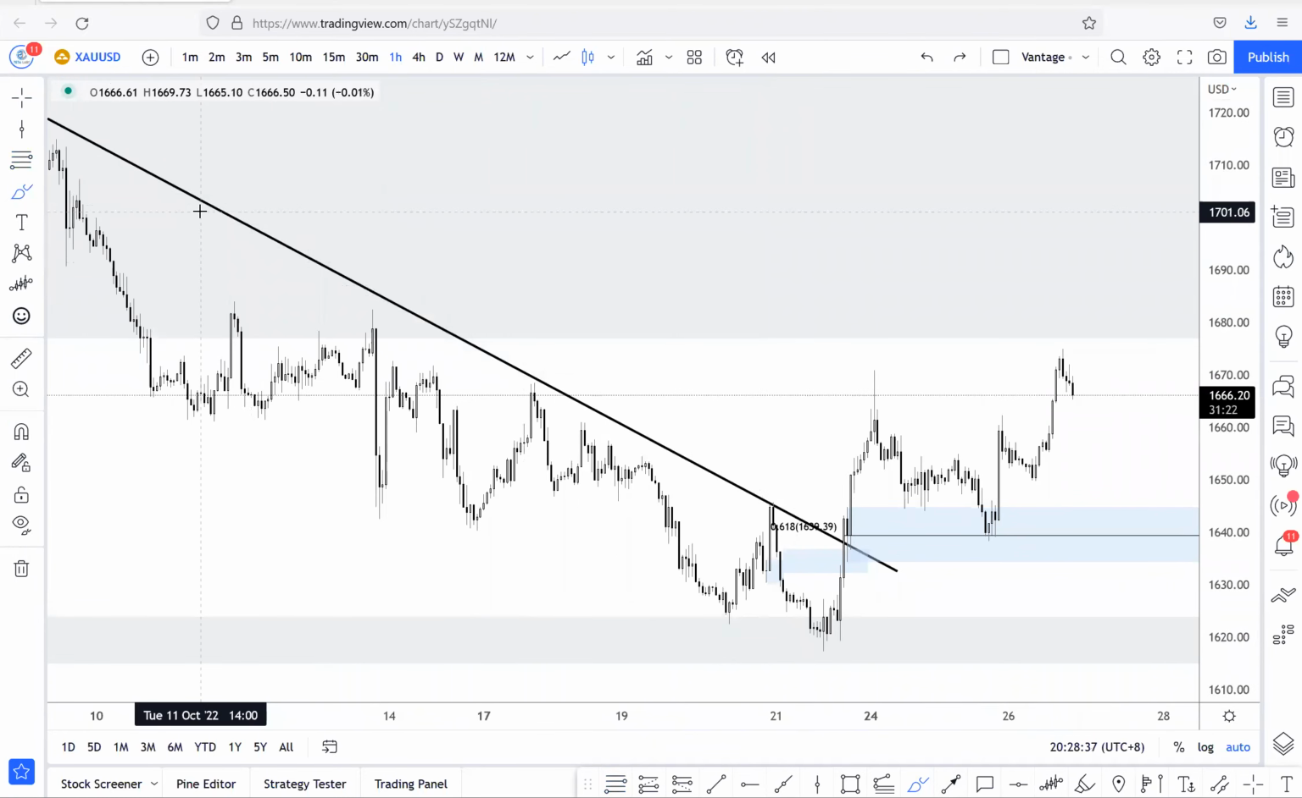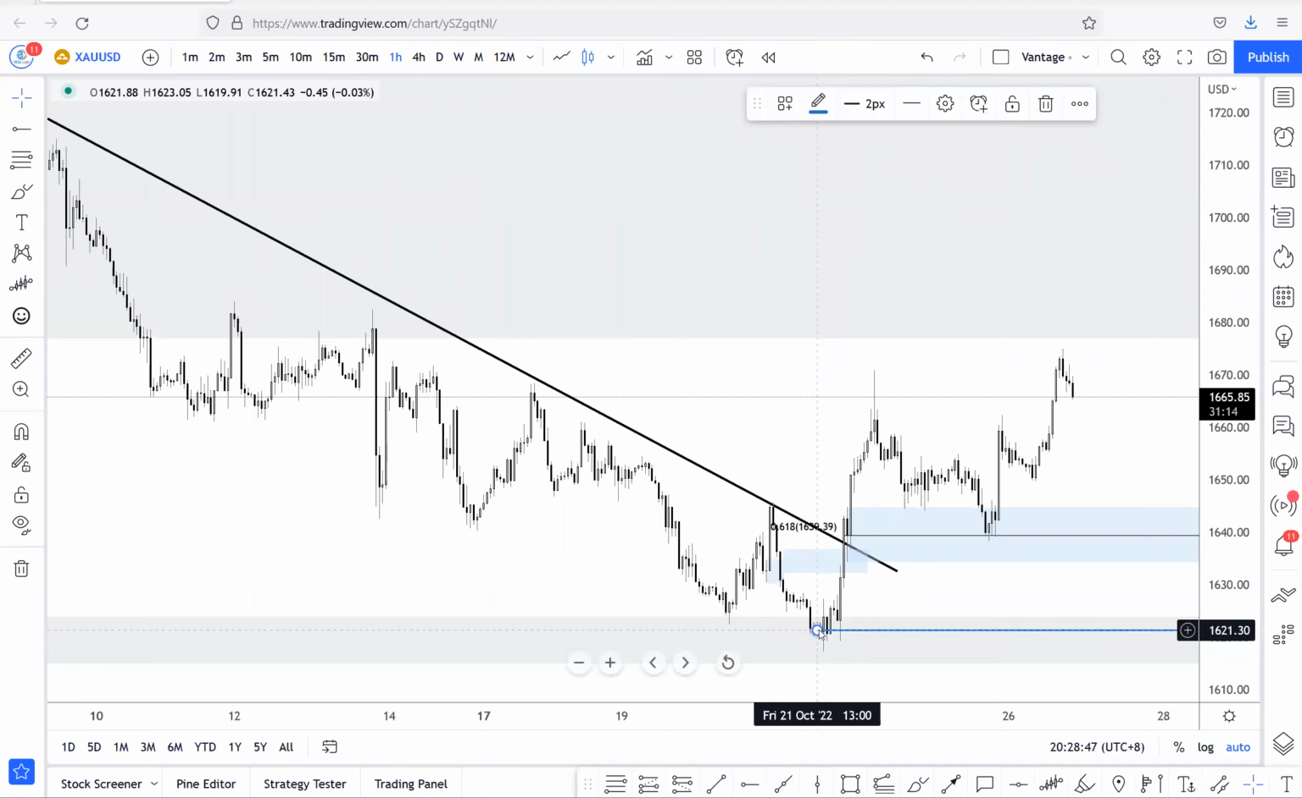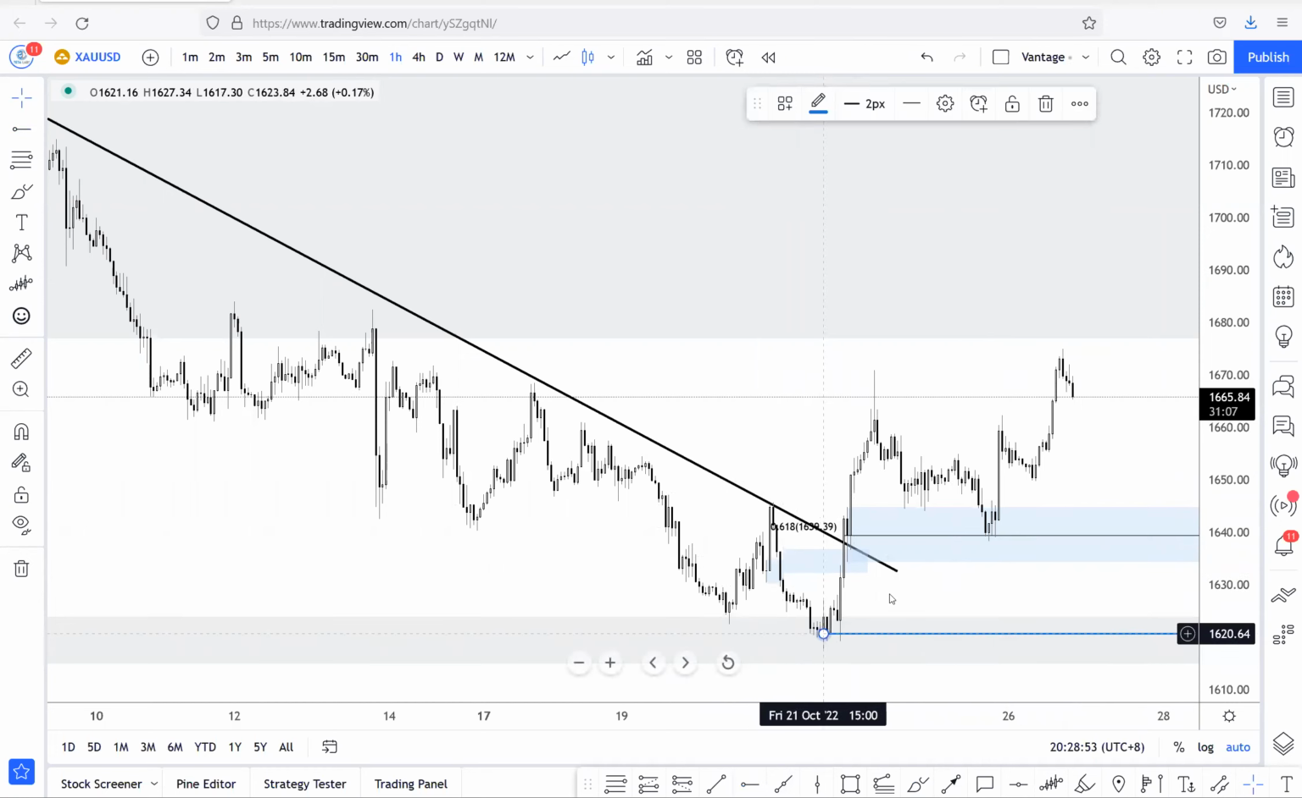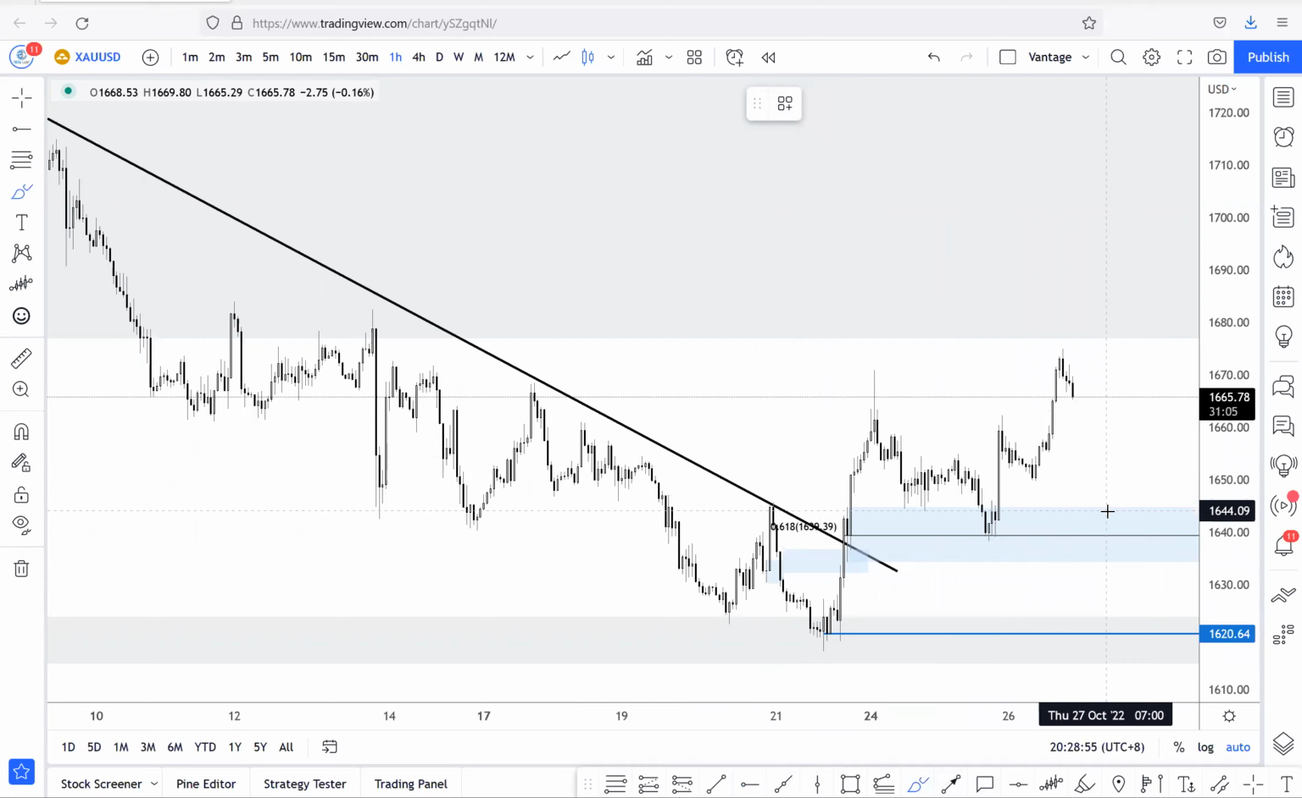Okay, sorry, just before that: can gold spot return to test 1620? 1620 is this region, the low that we have over here. My view on this is that if price comes into 1620, it will have to break this area here first. So this for me is the support area.